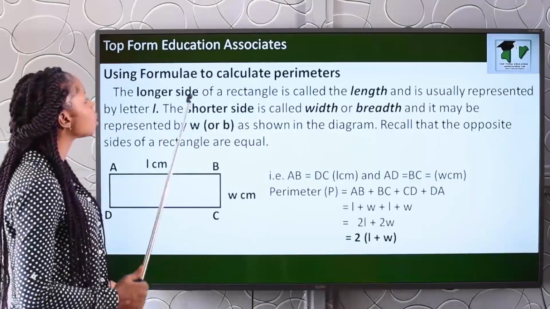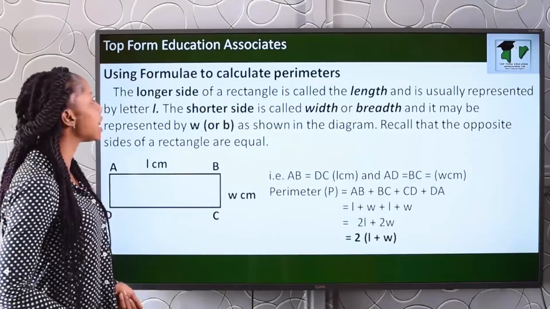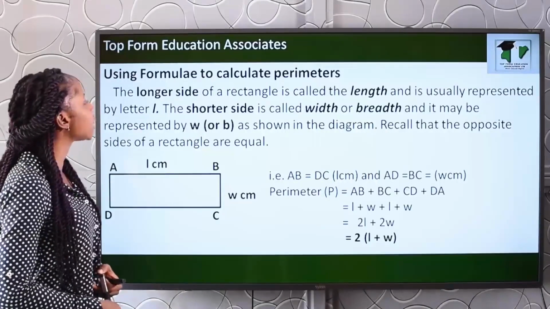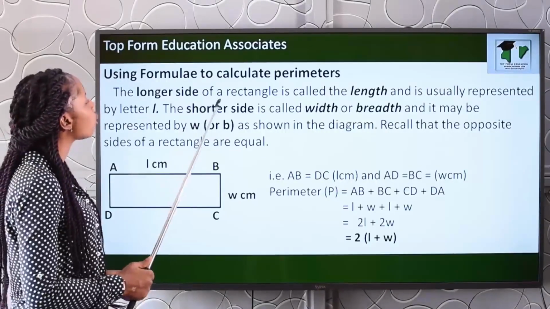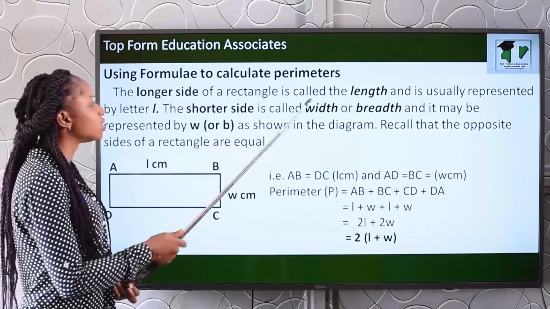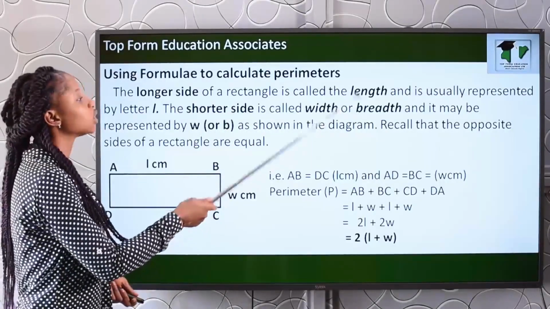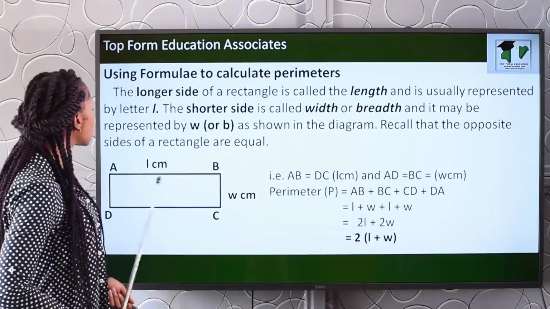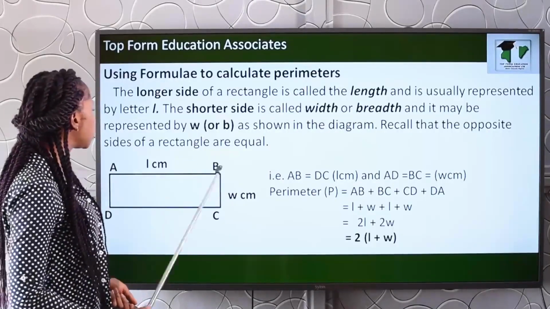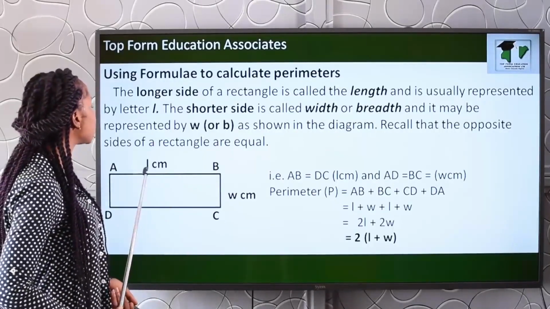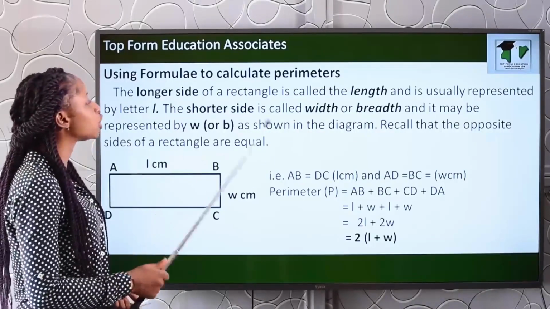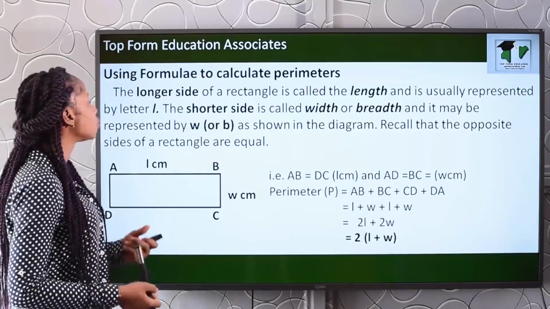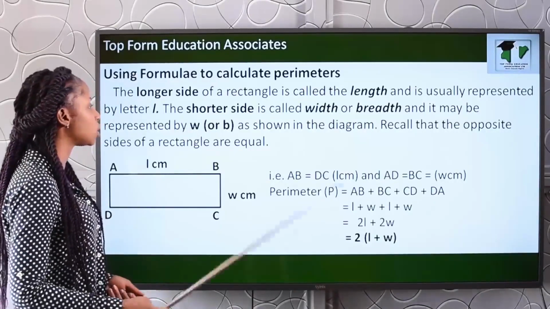Now, let's go into using formula to calculate perimeters. Let's derive the formula for calculating perimeters, and let's learn how to calculate perimeter using formula. Now, the longest side of a rectangle is called the length, and it is usually represented by letter L. This is a rectangle, and AB is the longest side here. And the shorter side is called the width or the breadth, and it is represented by W or letter B, as shown in this diagram.